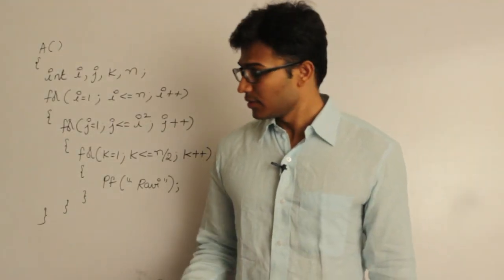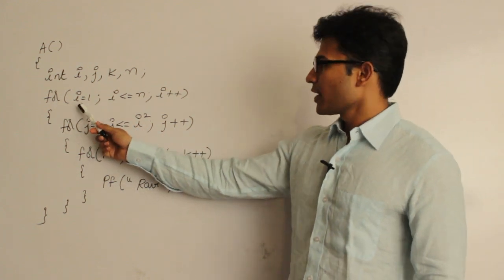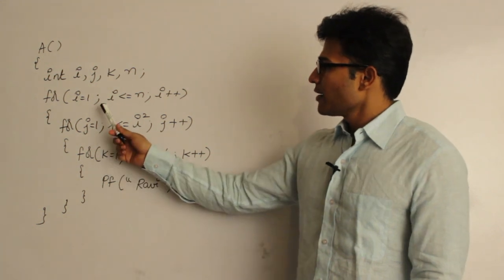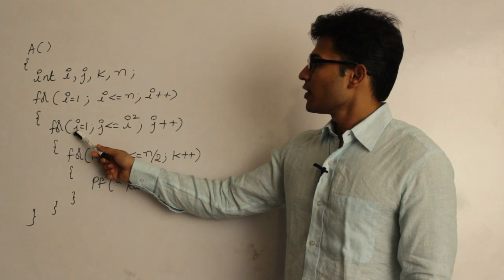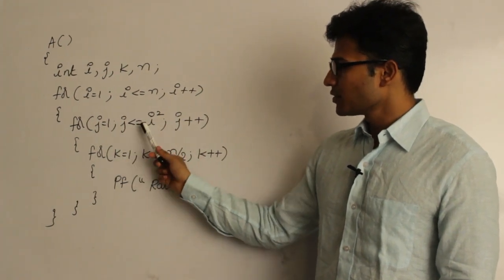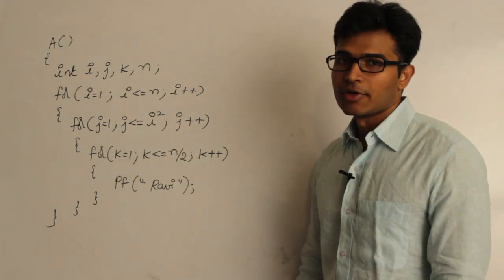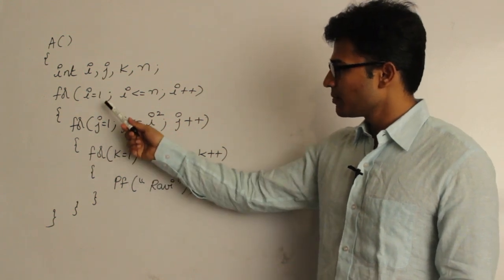See this example. There are variables i, j, k, n, and the outer for loop is running for i equal to 1 to n, which means the outer for loop will run n times, and for every value of i, the inner j loop will execute for j equal to 1 to i square, which means the number of times this j loop will execute depends on the value of i. If i equal to 1, the j loop will execute 1 time. If i equal to 2, the j loop will execute 4 times, which means the j value is depending on i.